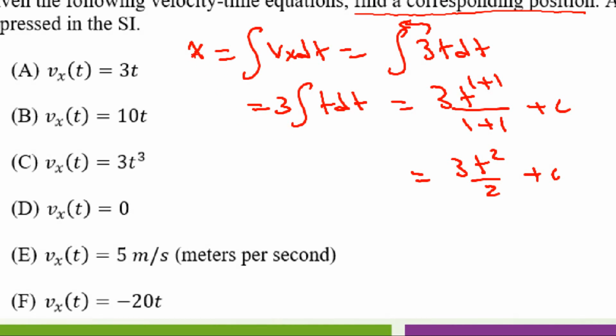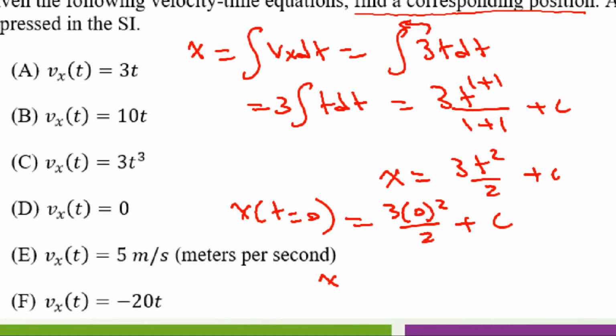Now if we consider the initial position at the instant t equal to 0, we have that x is 3t squared over 2 plus c. Now x computed at t equal to 0 would be 3 times 0 to the power of 2 over 2 plus c. That would be the initial position. So x at t equal to 0 is the initial position, equal to 0 plus c, and the constant c would be the initial position.